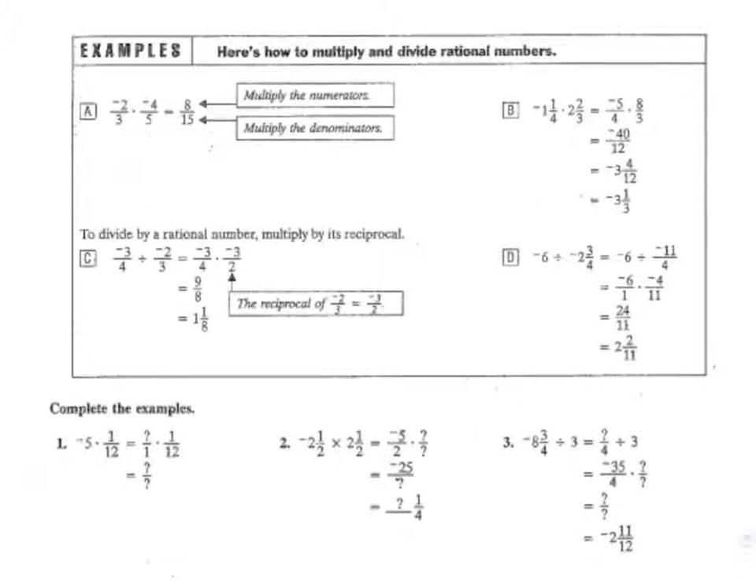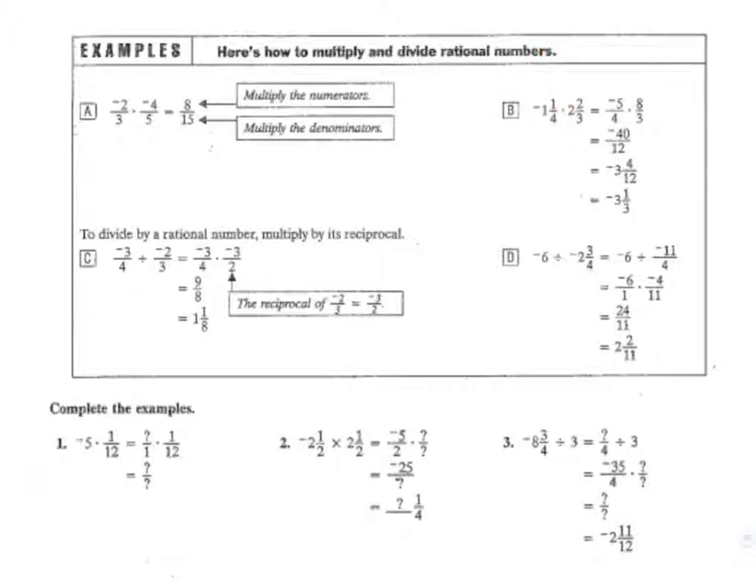In the very first example, you notice that there is a negative times a negative, and of course that's an even amount of negative factors, so the answer is positive. There are no common factors to simplify out, so we simply multiply the numerators and multiply the denominators to get positive 8 over 15. On B, notice that there are mixed numbers.